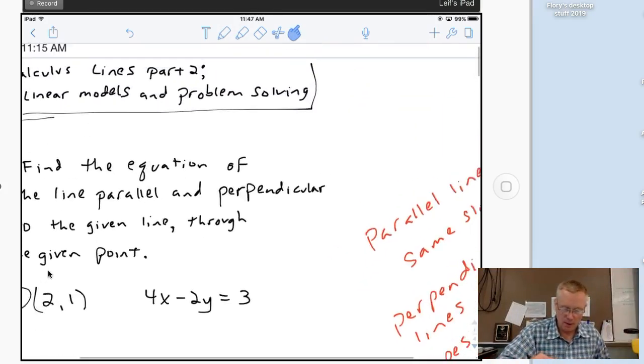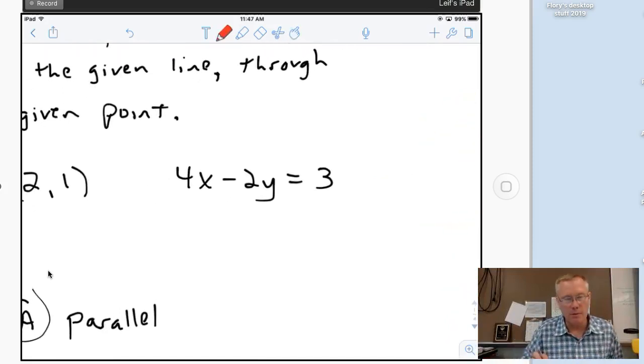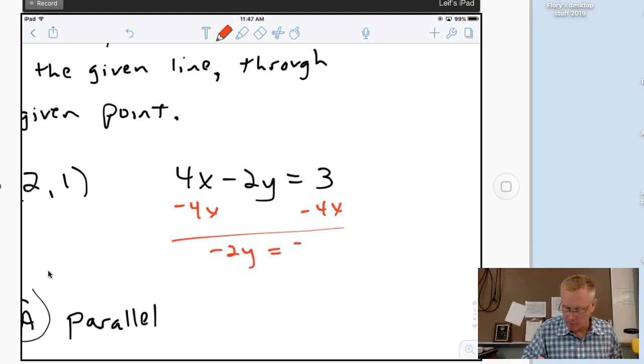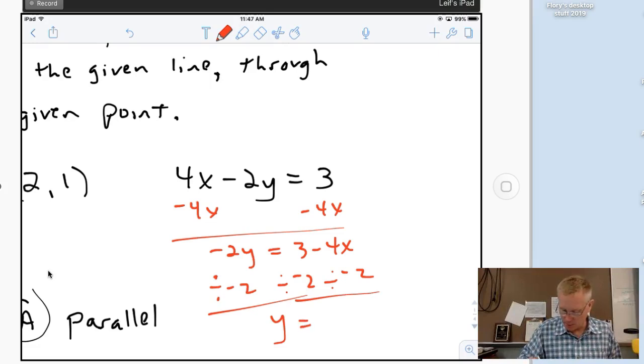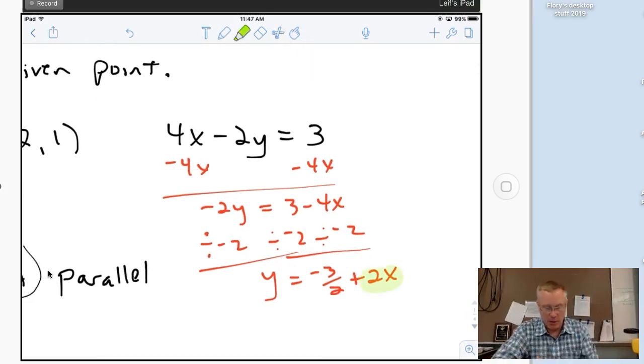Okay. All right. So now that we got that down, I'd like to know the slope of this line. So I'm going to manipulate the equation, get y alone. I'm going to subtract 4x, and I get -2y equals 3 minus 4x. Divide by -2. And I get y equals -3/2 plus 2x. So the slope is 2, okay? Not 2x, just 2. Use that highlighter. Just 2.